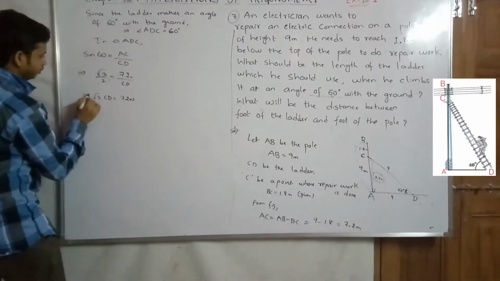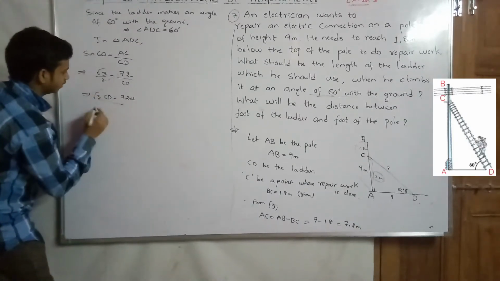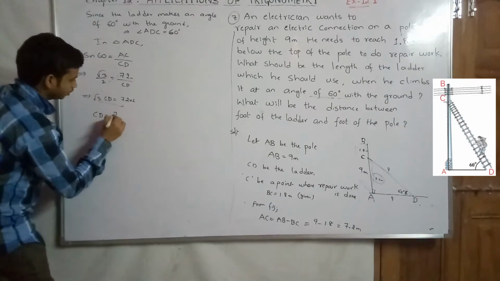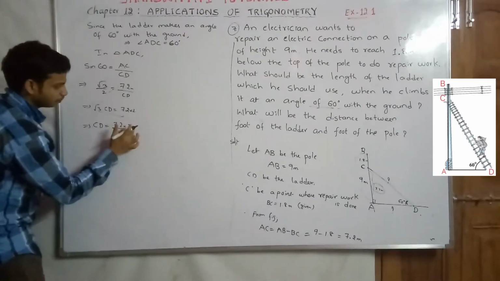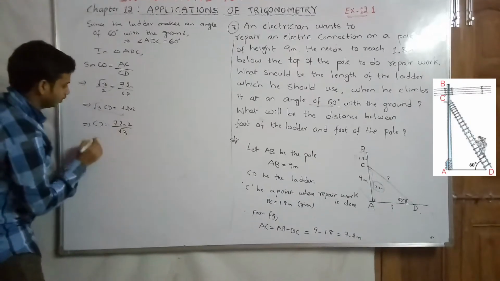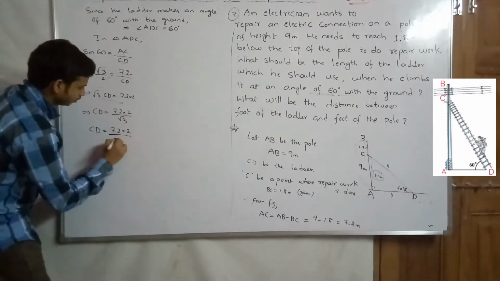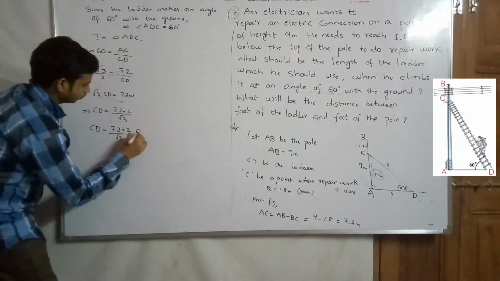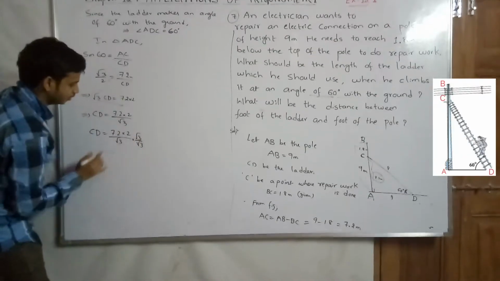So it implies that this root 3 gets divided with the right side term. That means CD equals 7.2 into 2 by root 3. Okay, so now multiply both numerator and denominator by root 3. That means CD equals 7.2 into 2 by root 3 into root 3 by root 3. So here we multiplied both numerator and denominator with root 3.